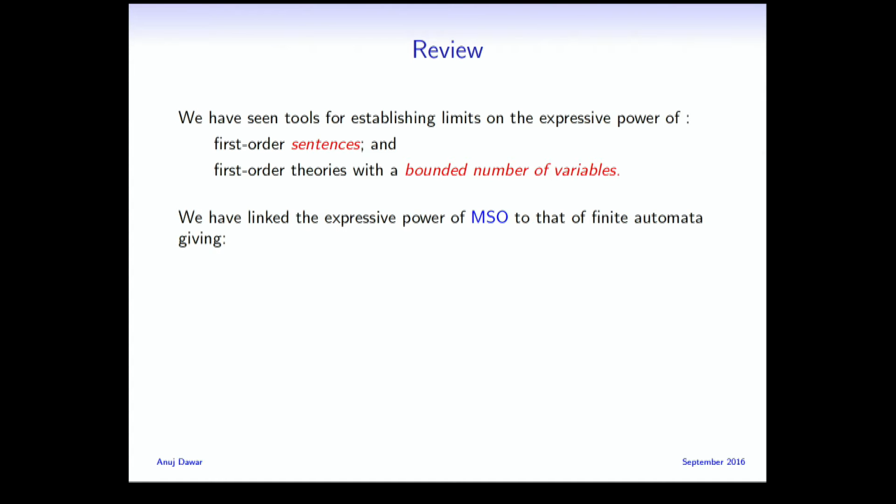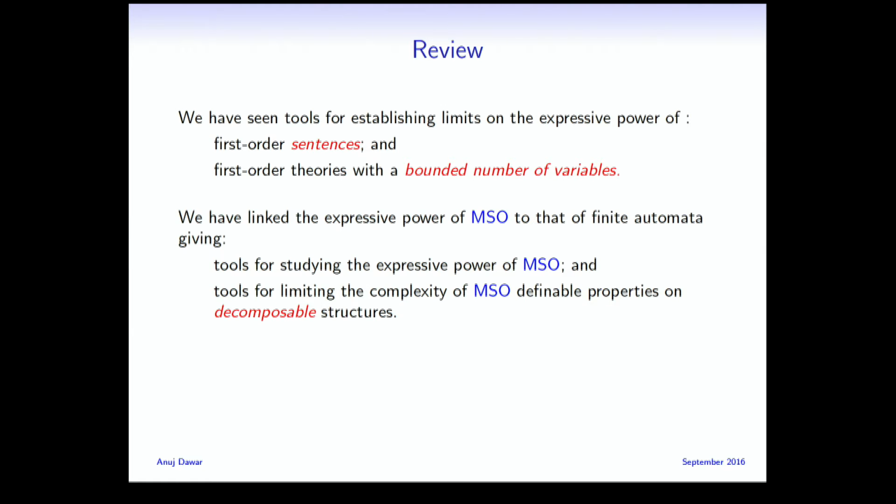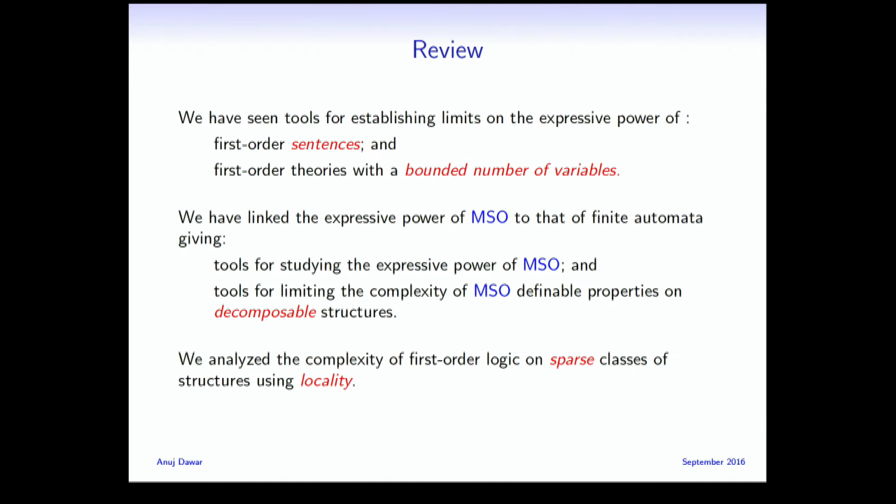In the second lecture, we looked at linking the expressive power of MSO to that of finite automata, which gives, on the one hand, tools for studying the expressive power of MSO. Like I showed you the simple consequence of proving that the Hamiltonian cycle is not definable, even on ordered graphs. And also limiting the complexity of MSO definable properties on decomposable structures. This was Courcelle's theorem. Okay? And then in the last lecture, I looked at the complexity of first-order logic on sparse classes of structures using locality. So as I said, we've been touching on the themes of complexity.